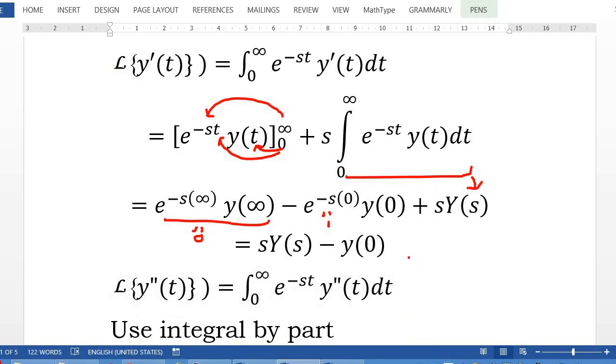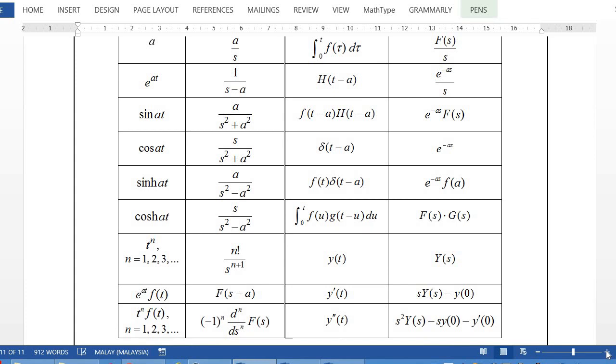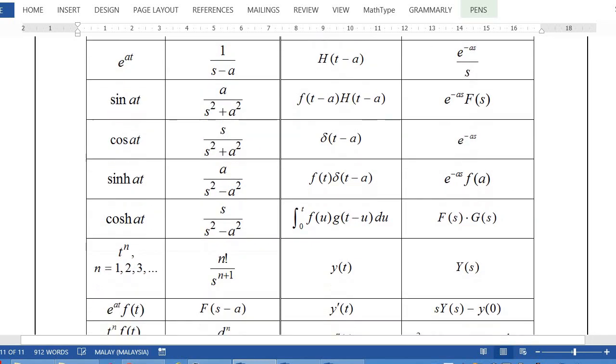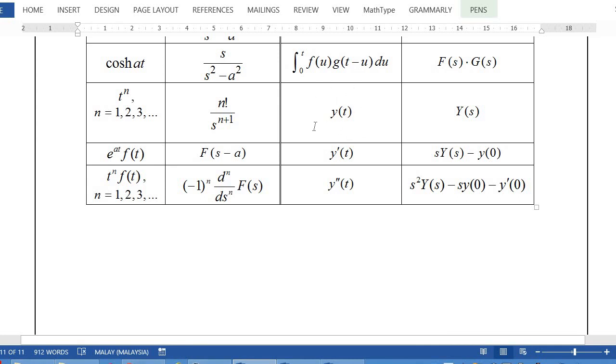So that's why you will get the Laplace transform for the first derivative: the result is s Y(s) minus y(0). You have the formula here in the table of the Laplace transform. If your f(t) is y(t), your F(s) will be Y(s). If your f(t) is y'(t), your F(s) here will be s Y(s) minus y(0). And we are going to show you how we get the Laplace transform for the second derivative. We'll use this result in order to solve first order and second order differential equations by using Laplace transform.